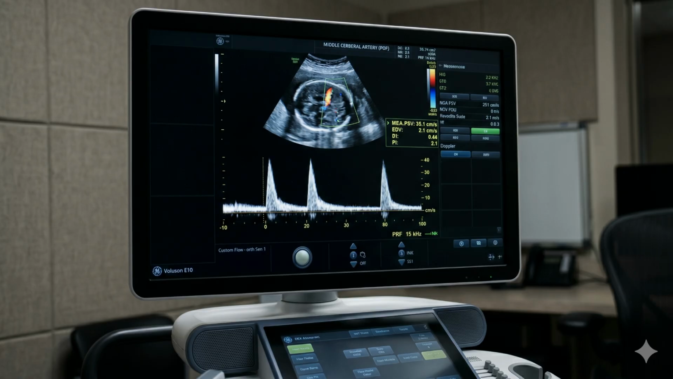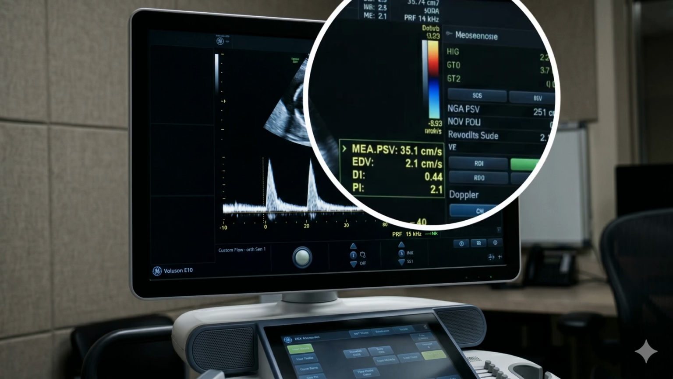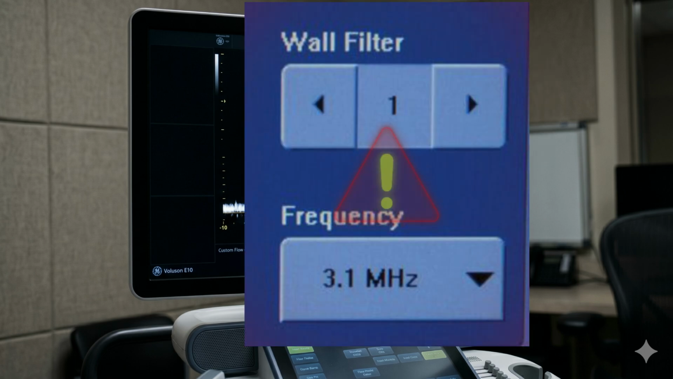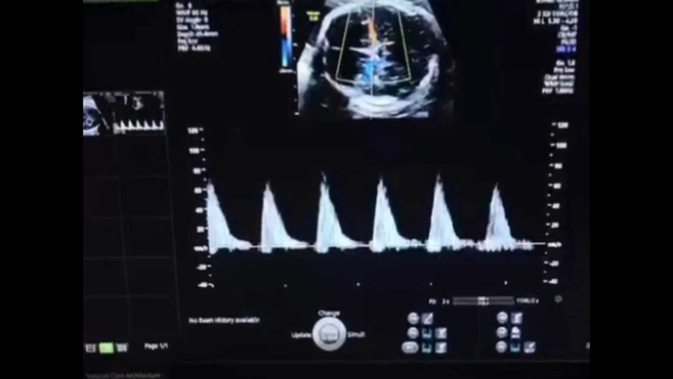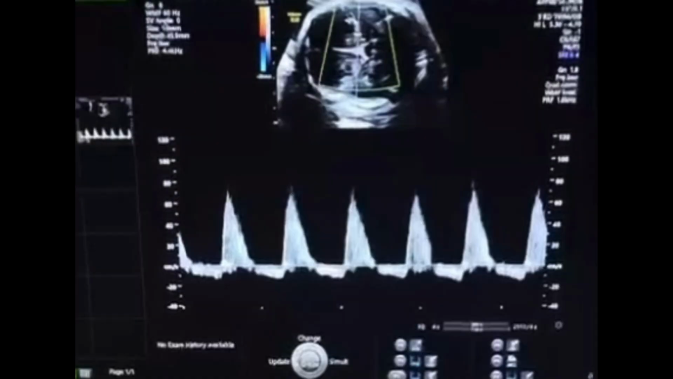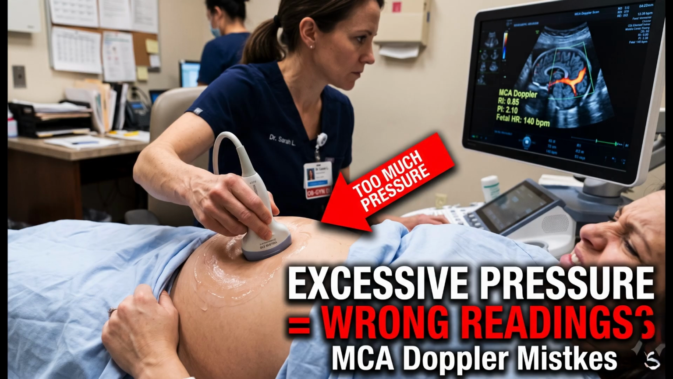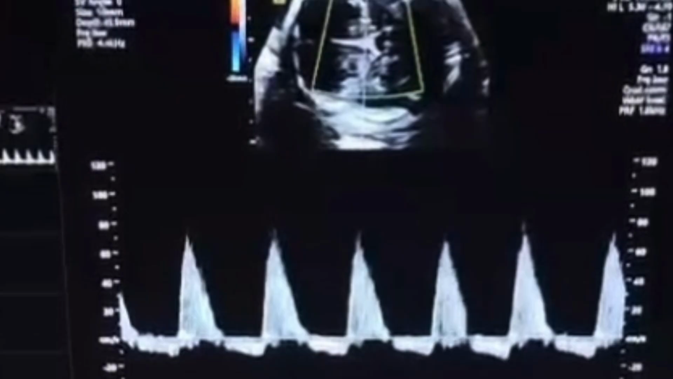Now, if the PRF is too high or the wall filter is not properly adjusted, the small diastolic component may not be displayed properly. The waveform may then falsely appear to have absent diastolic flow. A pseudo-reversed appearance is a different issue. In difficult scans, excessive probe pressure, compression of the vessels, or suboptimal acquisition can alter the waveform. This may produce attenuation or an apparent reversal of diastolic flow.